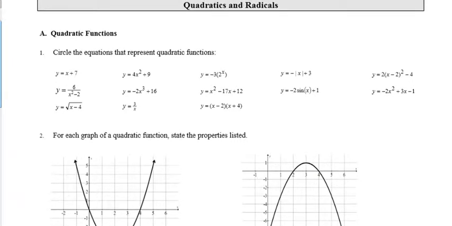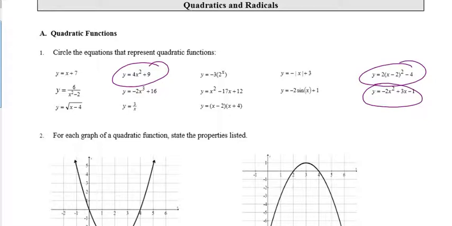So, quadratic functions. Circle the equations that represent quadratic functions. I just throw them out there. What do you need to have a quadratic? What must you see? You've got to see a squared. Okay, you see a squared here? No. What about this one then? So should I circle this? Yeah. What about this one? You see a squared? I see a quadratic. This one? No. This one? Yeah. Let's go down. This one? Yeah. This one? No. This one? Yes. This one? No. Now, this one?